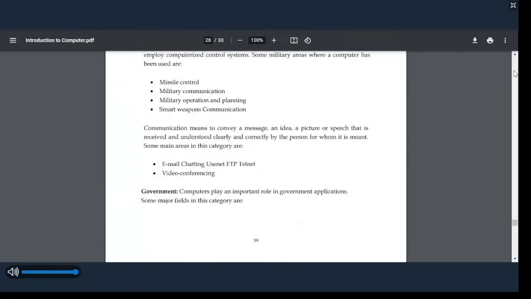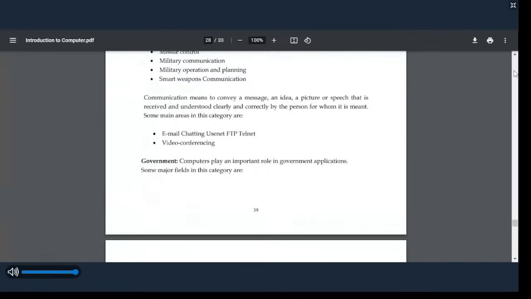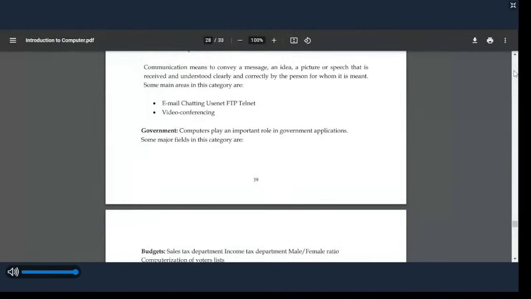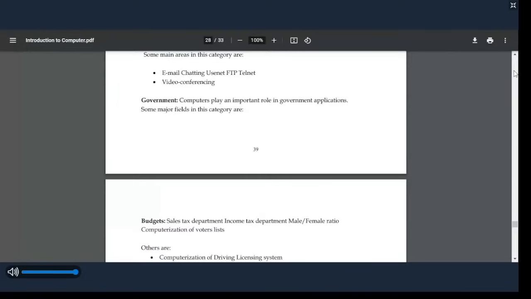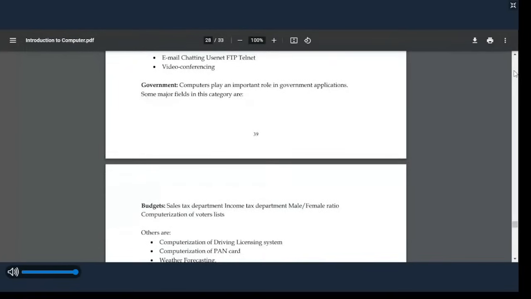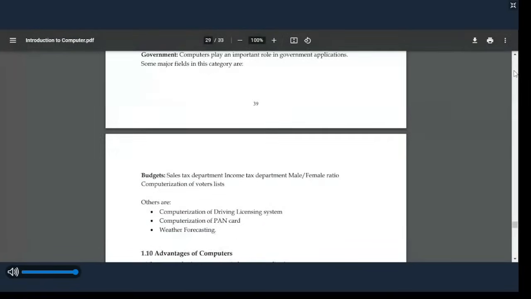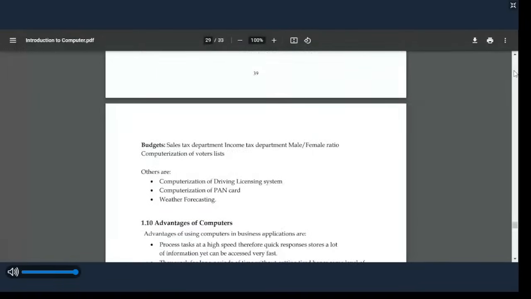So government computers play an important role in government applications. Some major fields in this category are budgets, sales tax department, income tax department, the male-female ratio, computerization of voters lists. Others are computerization of driving license systems, computerization of the PAN card, and weather forecasting.